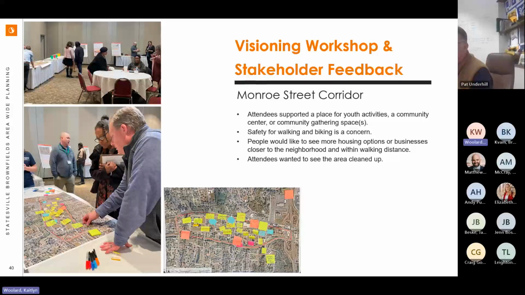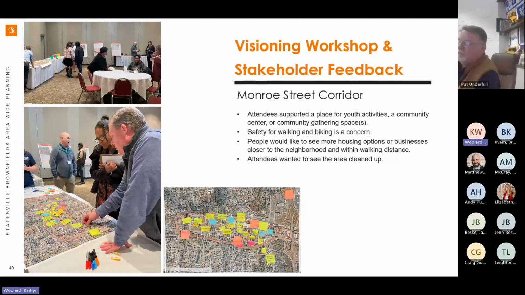All right, and then Monroe Street corridor. The attendees wanted to see more, again, they're kind of similar in wanting to have amenities, places for the youth, places for people to congregate, a community center, a small community gathering space. I remember I spoke to one person who really wanted something for kids and performing arts in that area. So amenities to serve the community, young and old, just giving people things to do in that area.